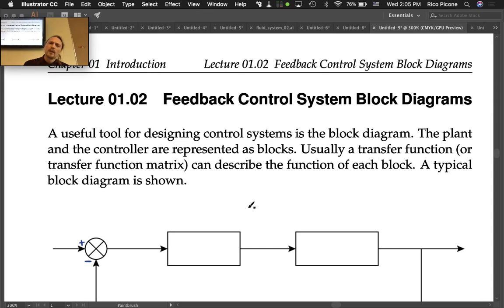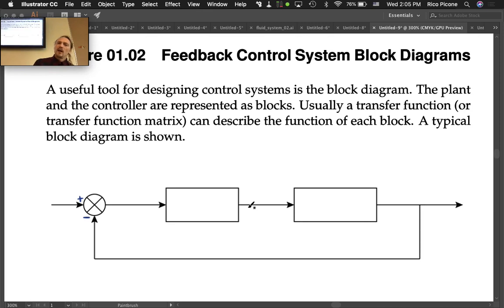A useful tool for designing control systems is the block diagram, which we've seen before, right? We've seen the block diagram in system dynamics, the portion that we did earlier of this course. The plant and the controller are represented as blocks. So here, this is an example. This would be the plant. Remember, the plant is the system that we would like to control, right? That's the definition of the plant. So it's going to have some transfer function, G(s).